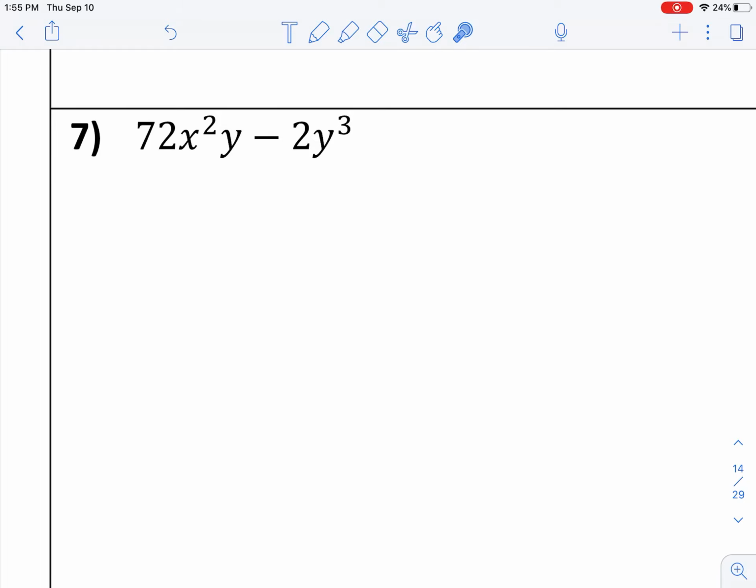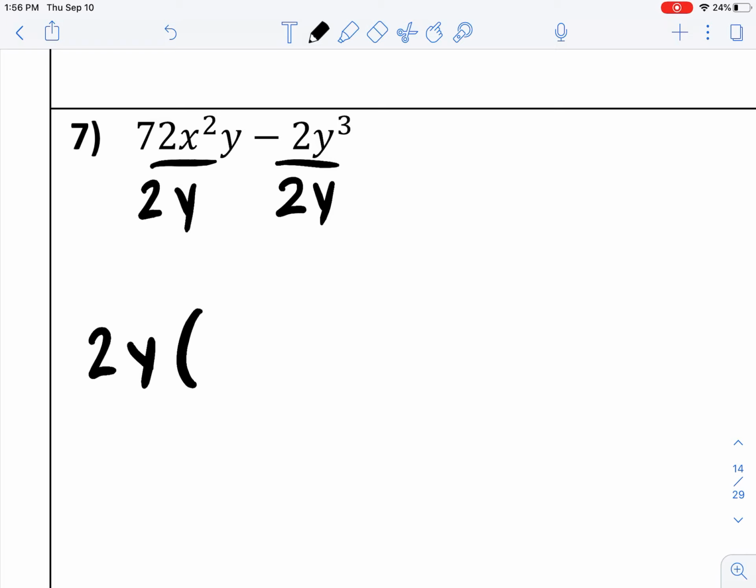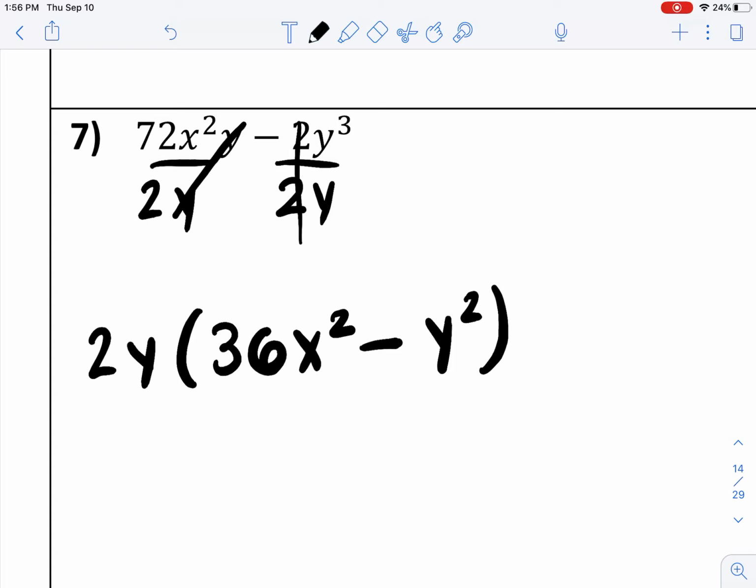Okay, number 7. Those are both even numbers, so I can definitely divide these both by 2. They also both have a y in common. I have y and y to the third. This is my smaller one, so that's what goes into the GCF. So I can divide these both by 2y. 72 divided by 2 is 36. My y's cancel, leaving just x squared. And bring down the minus. 2 divided by 2 is 1, so those just kind of cancel because I have y cubed divided by y, which leaves me with y squared.